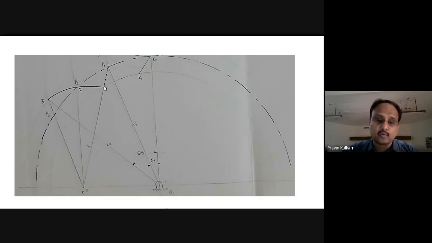Now, 1 P1 corresponding to 1 P1 for the wheel, the similar points will be 1 dash and P1 dash on the pinion. For 2, we have got 2 dash on the pinion. For P2, we have got P2 dash on the pinion. For 3, we have got 3 dash. For P3, we have got P3 dash.